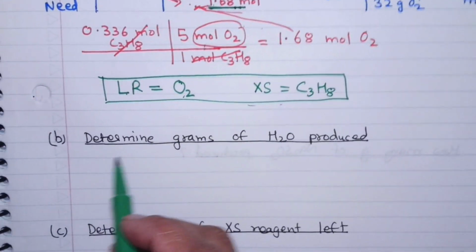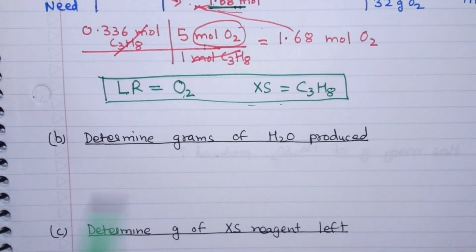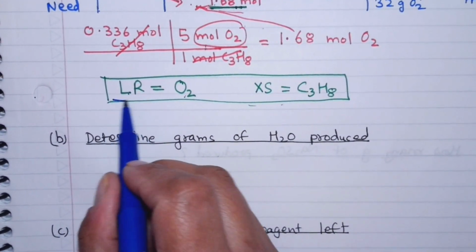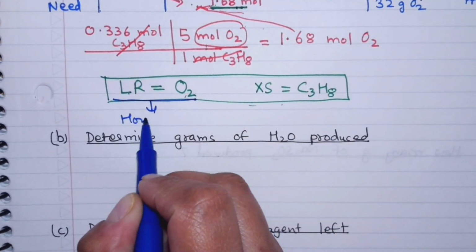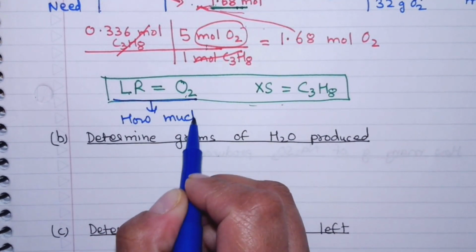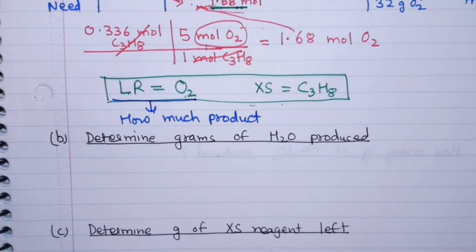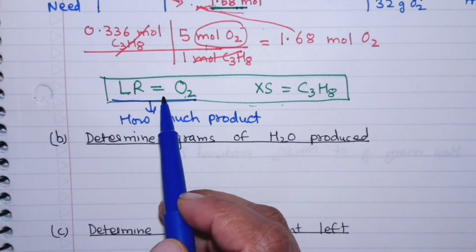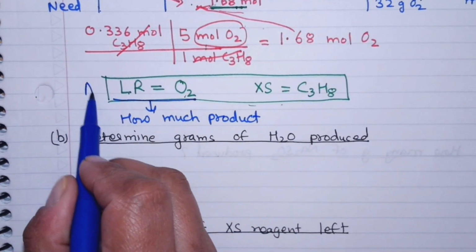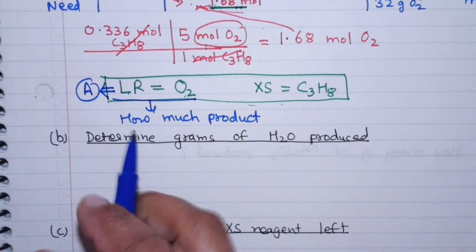Next is determine the grams of H2O produced. Now always remember, limiting reagent will decide how much product is produced, right? So only limiting reagent will decide how much product will be used. So this is your A.